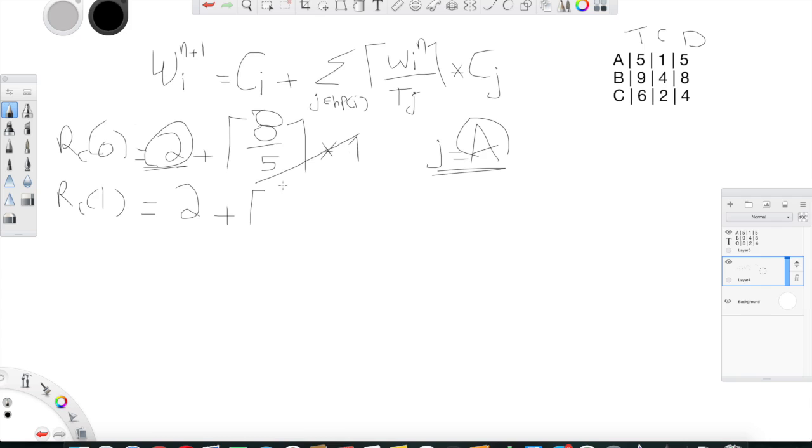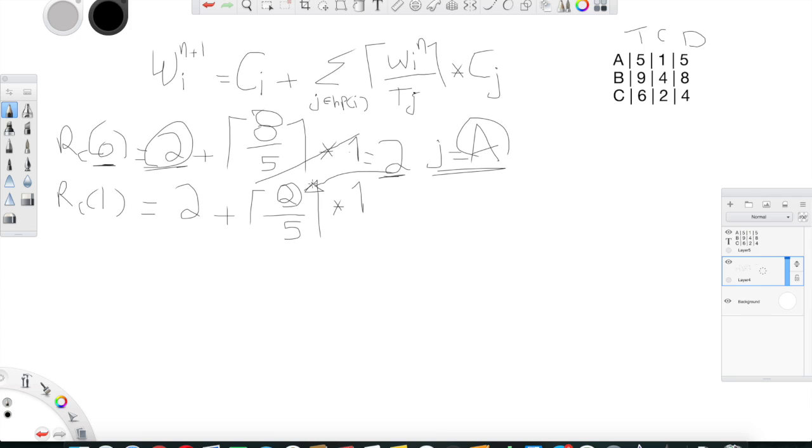Is 2. Therefore, this will be 2 divided by the period of A, which is 5, multiplied by the computation time of A, which is 1. Okay, why is this 2? Because W_C(0), where n is 0, the number between the brackets. The previous response time was 2. 2 plus 0 is equal to 2. I can write it here if you want. It's equal to 2.